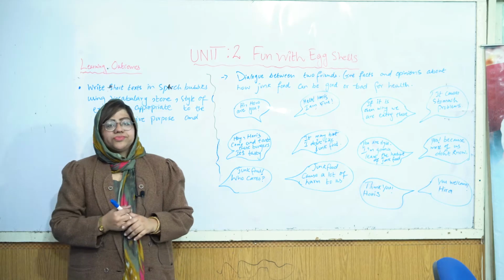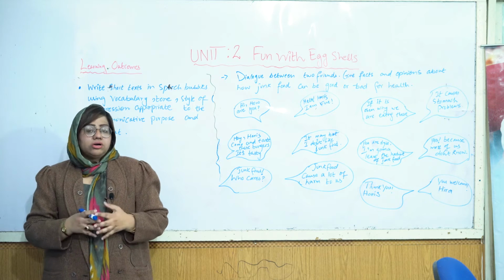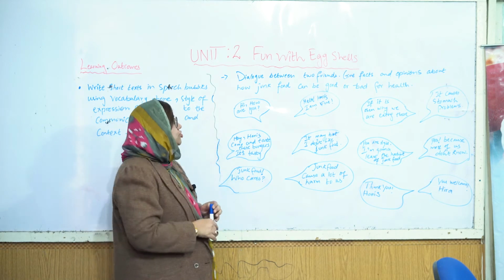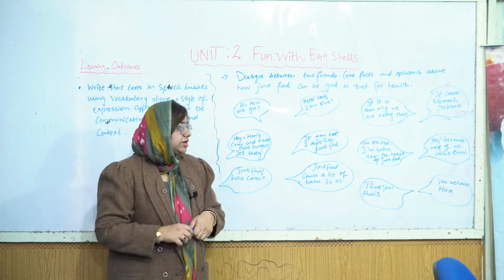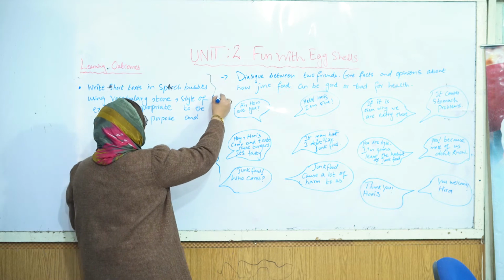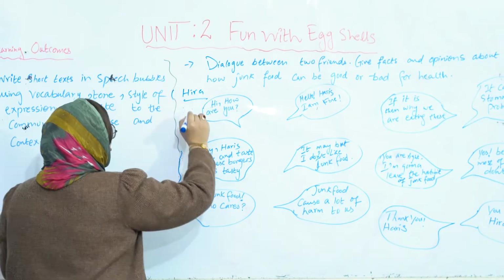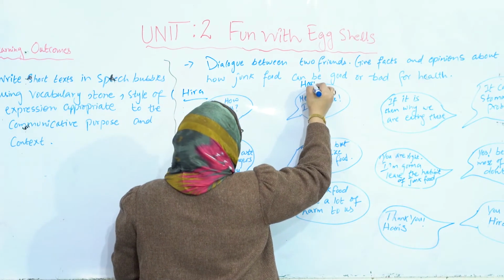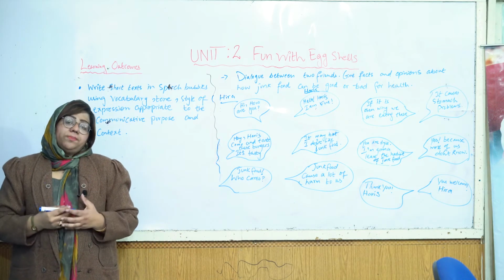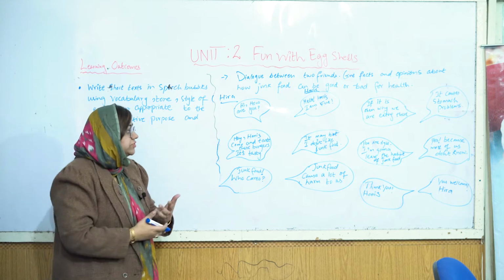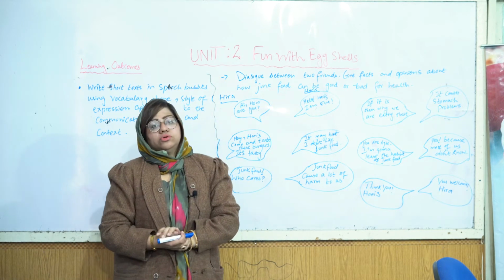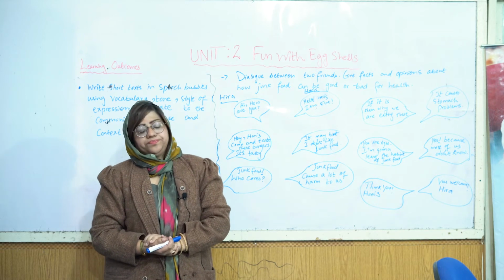What is this? It's a kind of dialogue or conversation between two persons. Which two characters have I identified here? That is Haris and Hira. This is the conversation of Hira and this is the conversation of Haris. What topic do they need to talk about? It's about the facts and opinions about junk food, either good or bad.